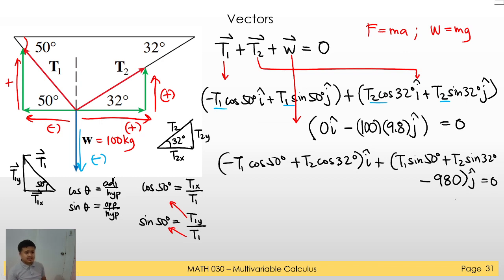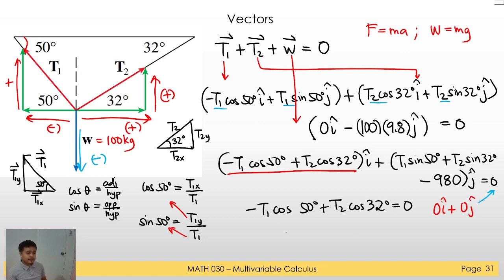So now how do we solve this? Since we are equating to 0, the sum of negative T1 cosine 50 plus T2 cosine 32 should be equal to 0, because effectively the right-hand side is 0 i hat plus 0 j hat. So negative T1 cosine 50 plus T2 cosine 32 is equal to 0. Therefore, we can find the relationship of T1 and T2.